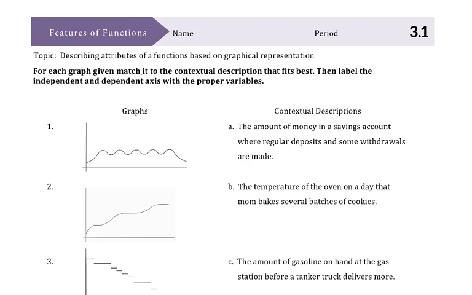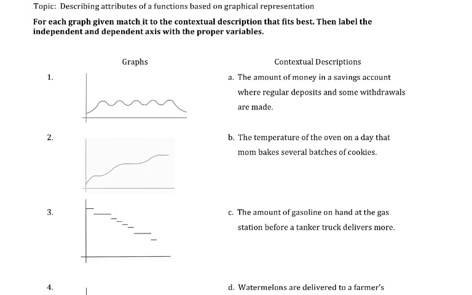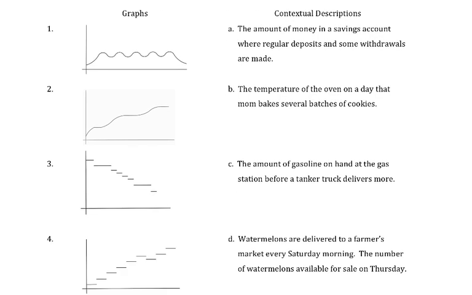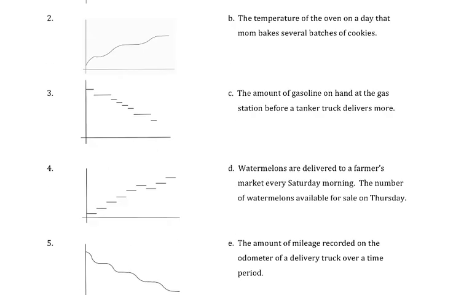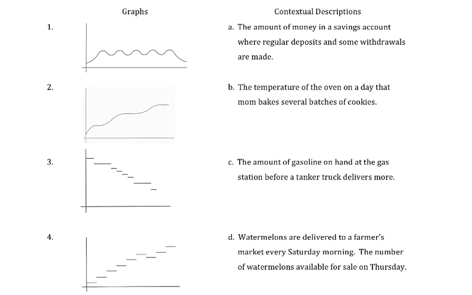Alright, Math 1. So let's take a look at this 3.1. First we're going to describe attributes based on the graphical representation. We're going to find its match, graph, to essentially context. So let's start with context. I like to start with that.